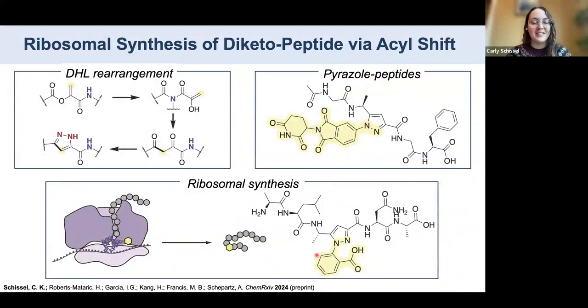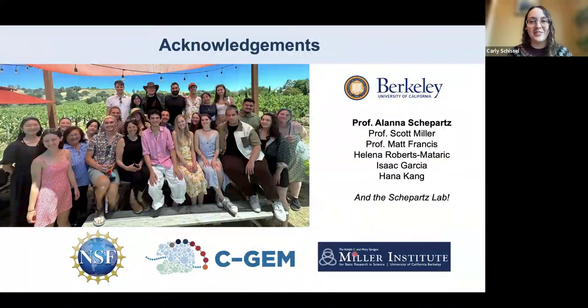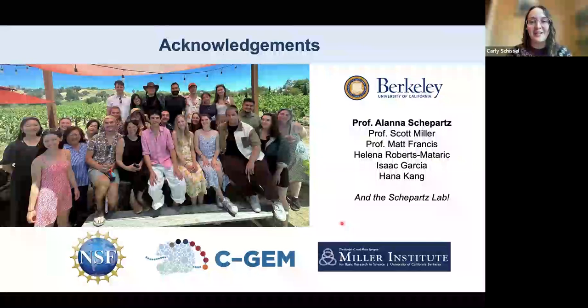Okay, and so just to summarize again, today I've shared with you a novel DHL rearrangement chemistry, which takes advantage of a two-step acyl shift to first form a new carbon-carbon bond in a diketone molecule, which can be derivatized into heterocycles embedded in the backbone. Using this chemistry, I made a variety of pyrazole-embedded peptides, and we also showed that the ribosome can make these peptides as well. And so with that, again, thank you so much for the opportunity to come and tell you all about what we've been doing.